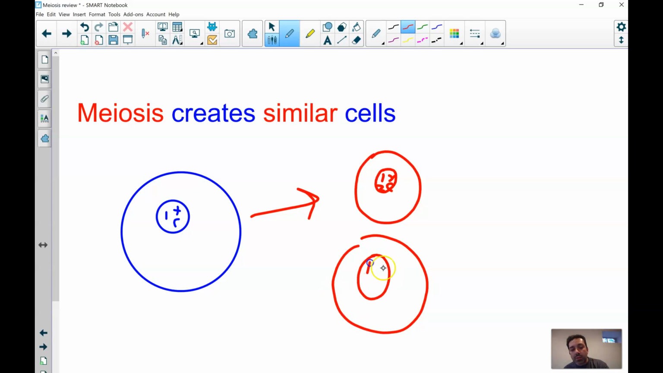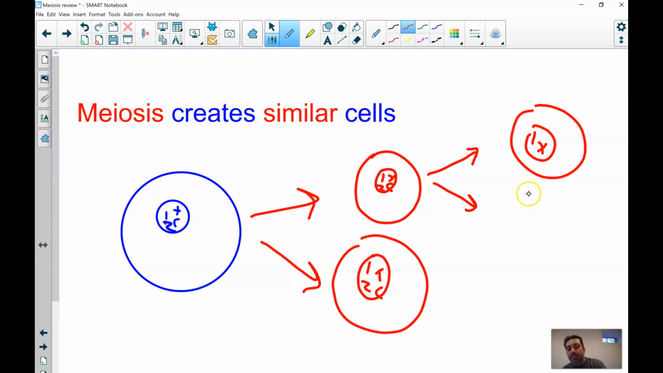Okay, so we wind up with this. Oops, I forgot this one over here. Sorry, guys. Okay, it's going to split, and then it's also going to split a second time, and then you're going to wind up with cells which are similar, but not exactly the same. And you can also wind up with cells which are okay.